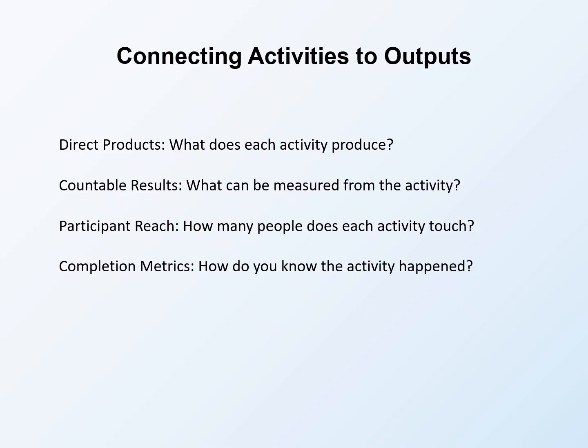Participant reach indicates how many people each activity touches during your program period. Some activities serve many people lightly through brief contacts, while others serve fewer people intensively through extended engagement. Understanding reach patterns helps set realistic output targets for your proposal.